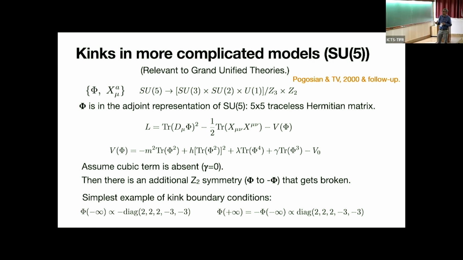The bosonic sector, just the bosons, not considering the fermions, consists of a scalar field, phi, and the gauge fields. Now, phi is in the adjoint representation of SU5, so it's really a matrix. Phi is some 5 times 5 matrix.